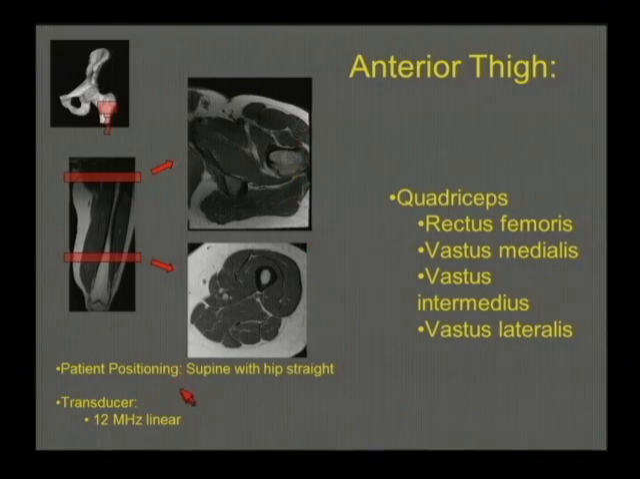The patient is still in the same position, supine with the leg straight ahead. In most cases, we'll use a high-frequency transducer, and you just need to make sure that you're getting all the way down to where you can see the femoral cortex to be sure that you're evaluating the full extent of the quadriceps muscle group.